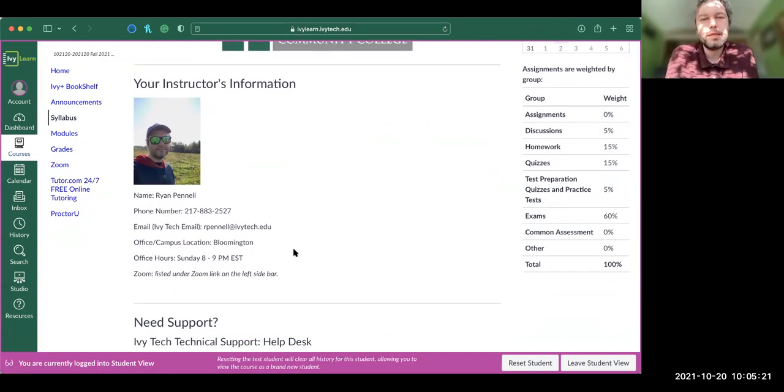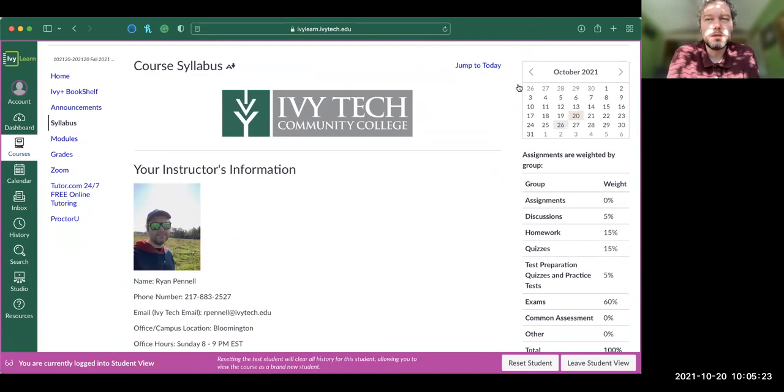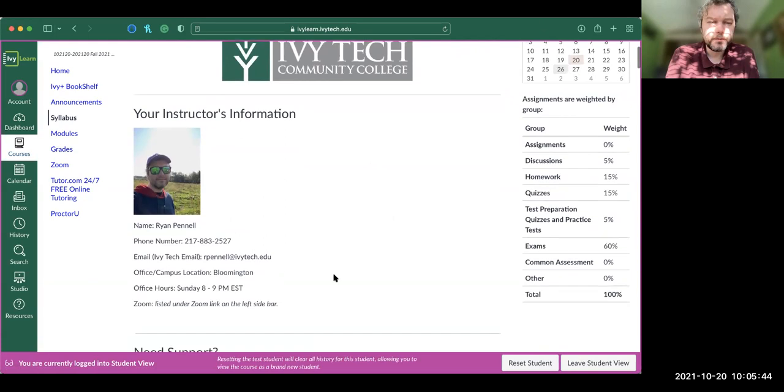This college algebra course is a statewide course, so it's not at your local Ivy Tech. I'm located in Bloomington. I'm sure a few of you are maybe also in Bloomington, but I would assume most of you are not. So this is a statewide course, and a statewide syllabus.